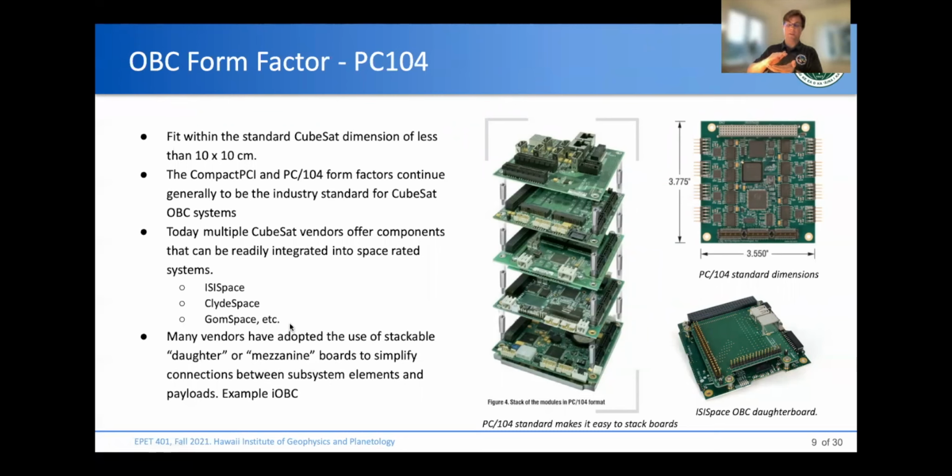And if the standard PC-104 dimensions, which are these, 3.7 by 3.5 inches, are not enough to plug in or install all your components, vendors are also adding these mezzanine boards or daughter boards to their interior space on the PC-104 so that you can add more functionality. We're using something like this for the high-tech CubeSats. And here's an example of how stackable these boards can be. So very, very stackable.